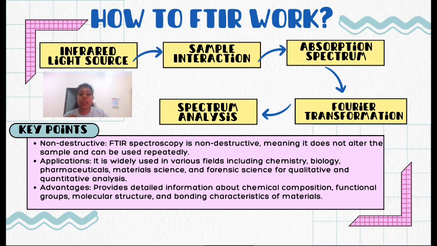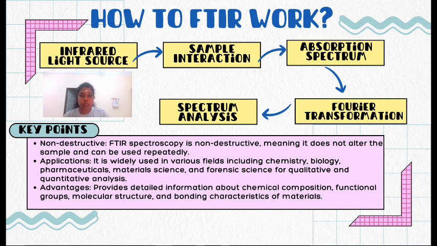Thirdly is the absorption spectrum. The amount of infrared light absorbed by the sample at each wavelength is detected by the detector, generating an observed spectrum which shows peaks and troughs corresponding to the absorption of infrared light by the different chemical bonds present in the sample.